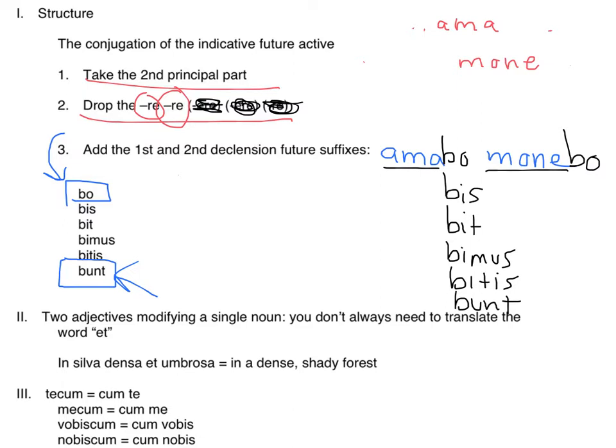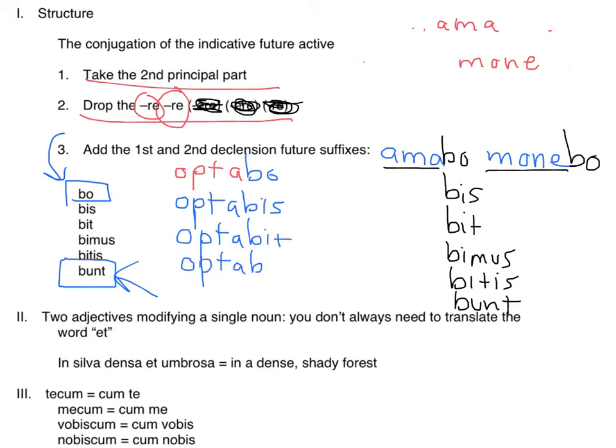So you can take any second conjugation or first conjugation verb. You can take the second principal part of optare. You would drop the RE, and then you would add bo. And then you would add bis, bit, bimus, bitis, and bunt. And that is the conjugation of the indicative, future, active.